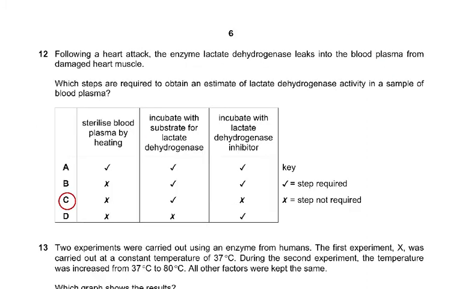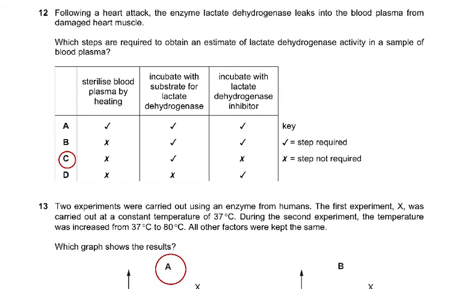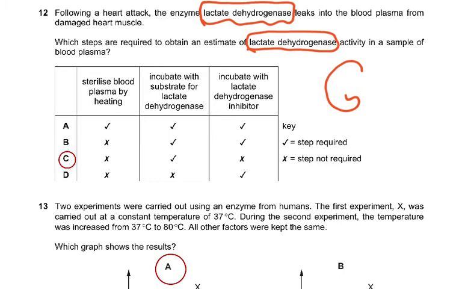Then we come on to question 12. Following a heart attack, the enzyme lactate dehydrogenase leaks into the blood plasma from damaged heart muscle. So we have this enzyme, lactate dehydrogenase. So they're giving you some information. You need to decipher this information. You need to figure this out. Which steps are required to obtain an estimate of lactate dehydrogenase activity in a sample of blood plasma? So we want to find out how many of these enzymes are in the plasma. Are there 10? Are there 100? Are there 1,000?